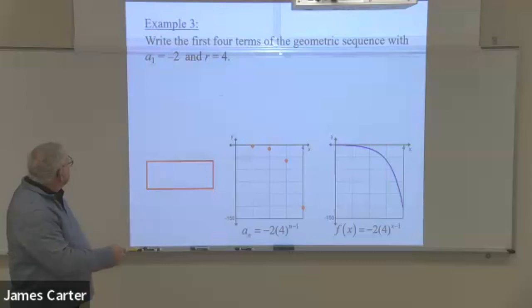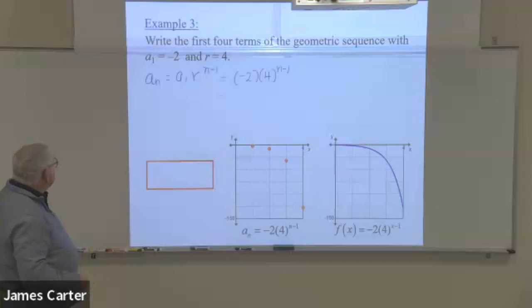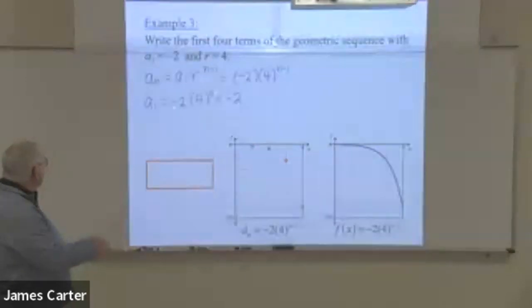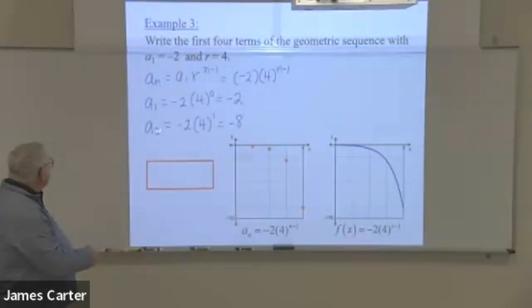Now, write the first four terms. If that's the first term and the common ratio is 4, write the first four terms. Okay, there's the formula. We're going to put in the first term, the common ratio, and then whatever n is. So n equal 1 we already know, but this just proves it. For n equal to 2, n minus 1 is 1. So that would give you 4 times negative 2 is negative 8.